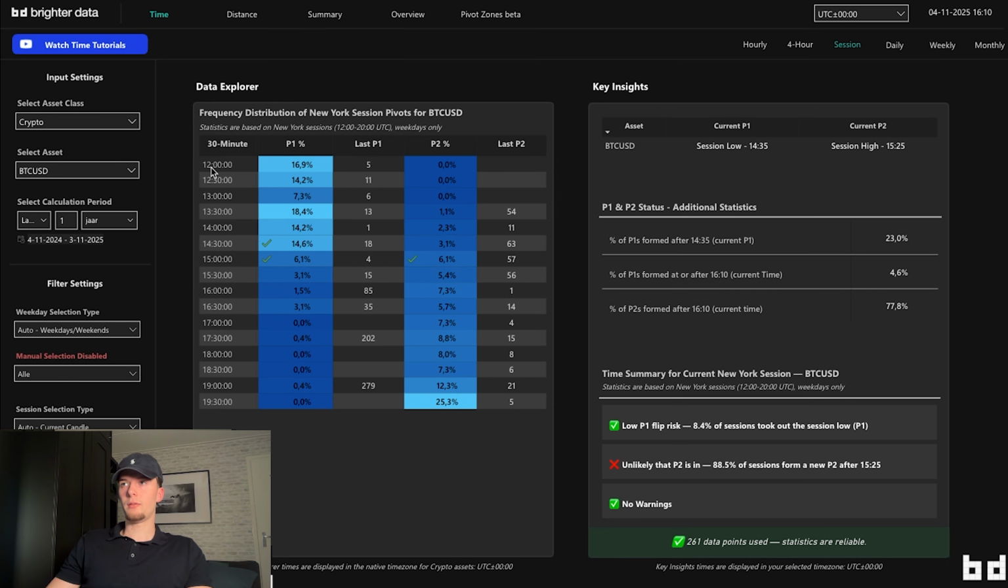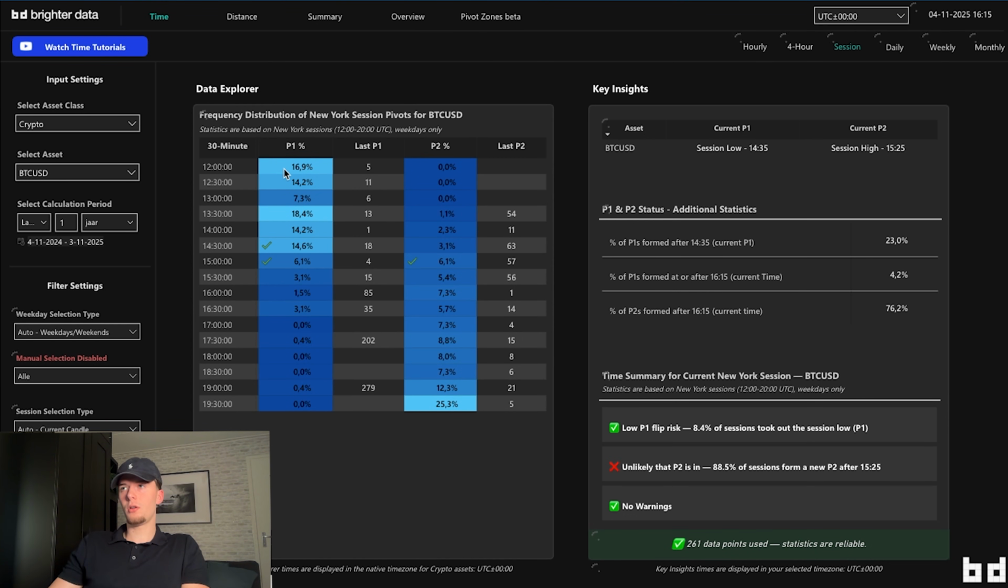And we can see that if we put in that first pivot at 12 o'clock, we have a 16.9% probability of holding that. If we add all of these numbers, we can see that between 12 and 15 o'clock we have a 91% probability of holding the P1 of that session period. What does that mean? Let's say we put in a low and after that we put in a high between 12 and 15 o'clock. The low has a 91% probability of holding. That means also that upside is most likely to follow.